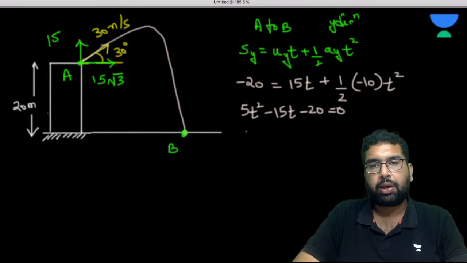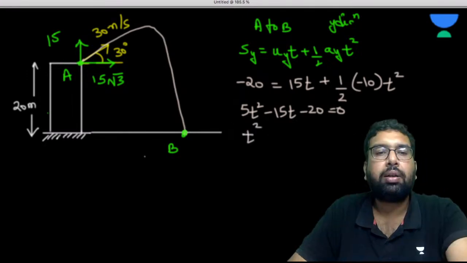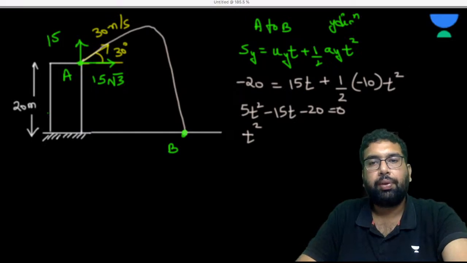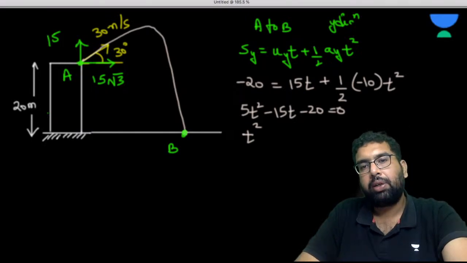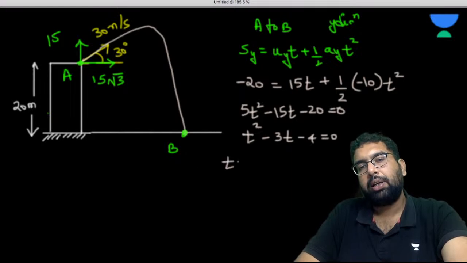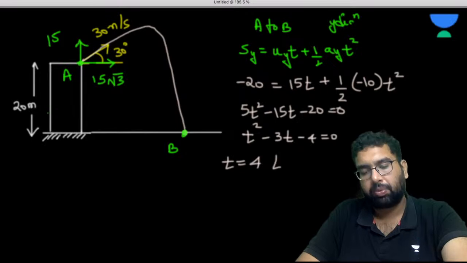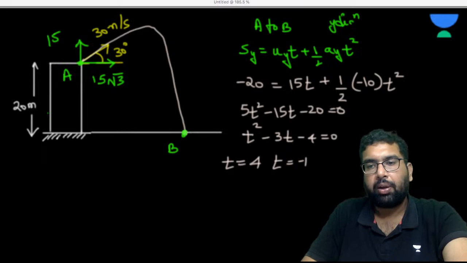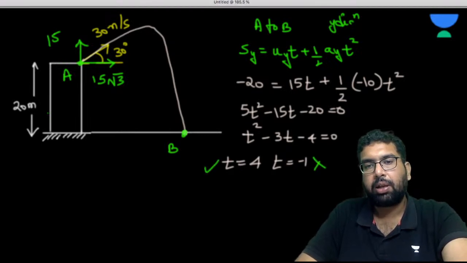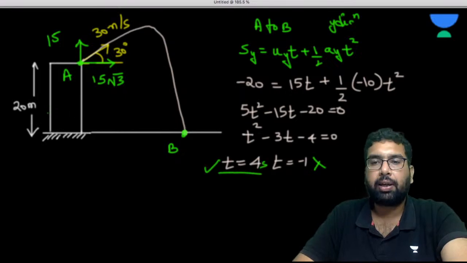So can we write t square minus 3t minus 4 is equal to 0? From here we'll get t is equal to 4 and t is equal to minus 1. So t equal to minus 1 cannot be the answer. So what is going to be the answer? The answer is t is equal to 4 seconds.